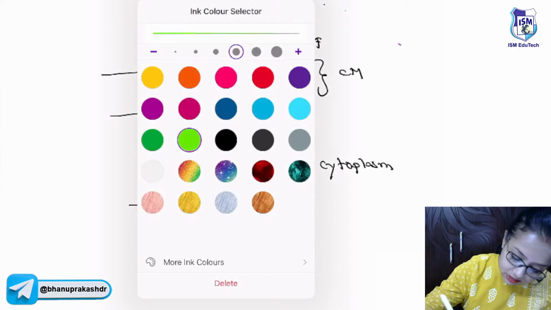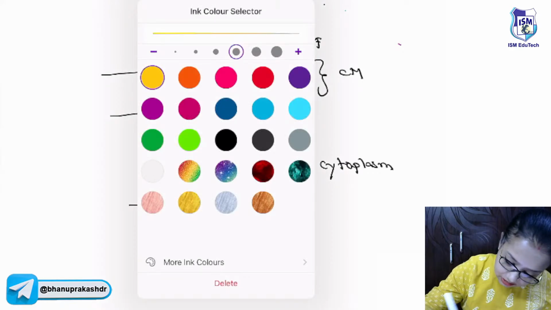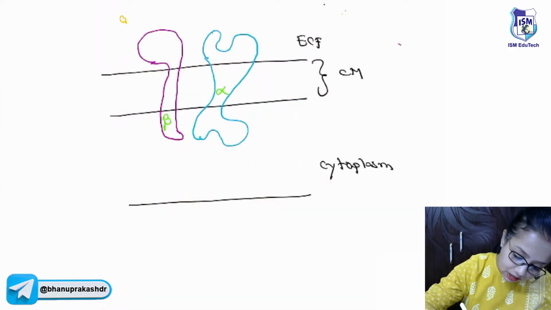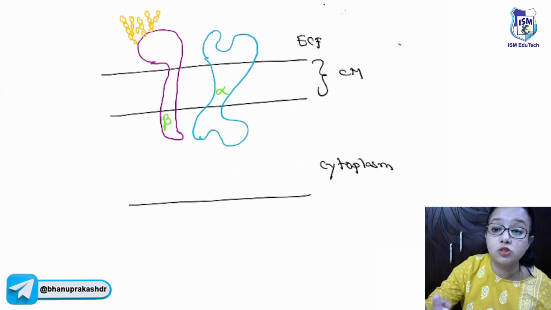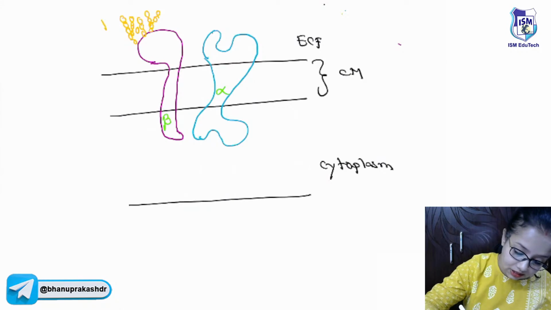Now, this beta subunit, as discussed, has a glycosylation site, which is reported to be mainly 3 in number, like 1, 2, and 3. It is reported to have 3 glycosylation sites. So we write it down. These are the 3 glycosylation sites.